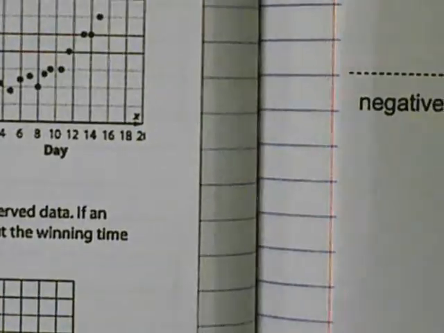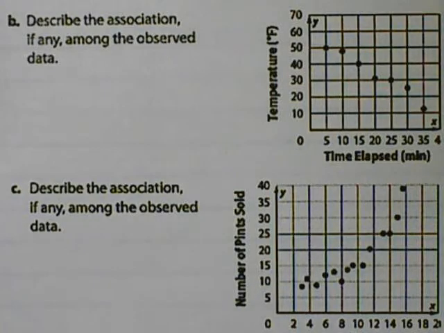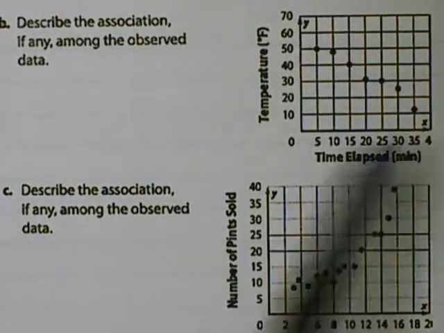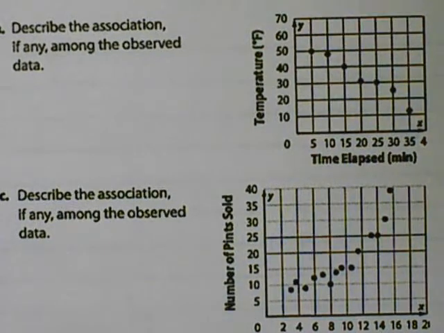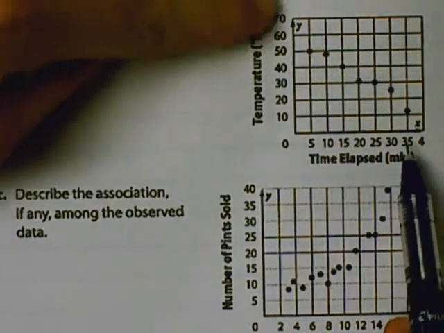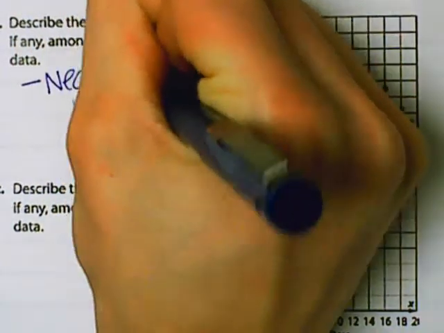All right, so the next example, example B. Describe the association, if any, among the observed data. So we're looking at those same four things. This scatter plot appears to be, as the X values increase, the Y values decrease. This would be a negative trend, negative association.